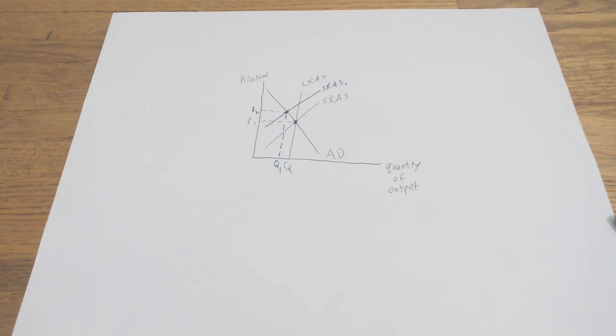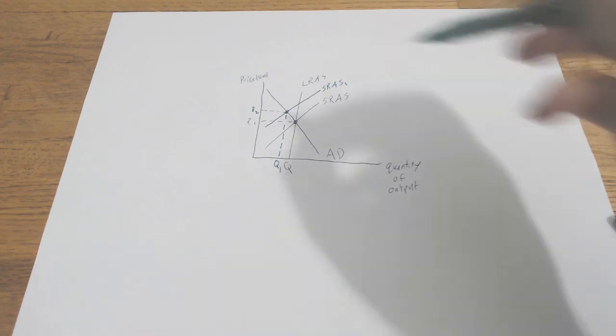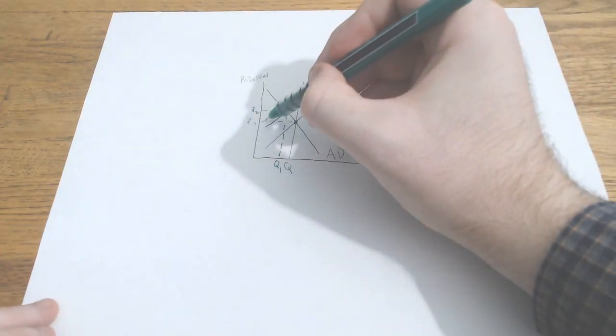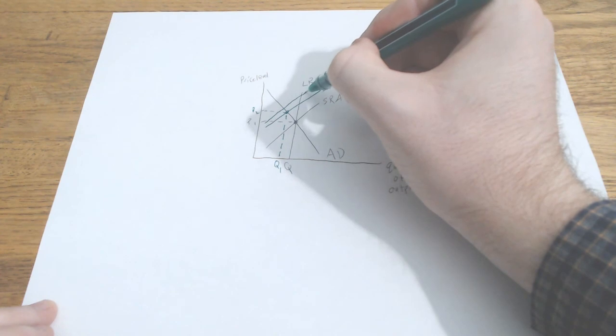So price levels are higher and quantities lower. The price level is higher than what was expected, which causes workers to negotiate for higher wages because they can't afford the higher prices. And firms' costs will rise again once they renegotiate. And this causes the short-run aggregate supply to shift even further again. So then you'll get another line up here. It'll be a smaller shift.